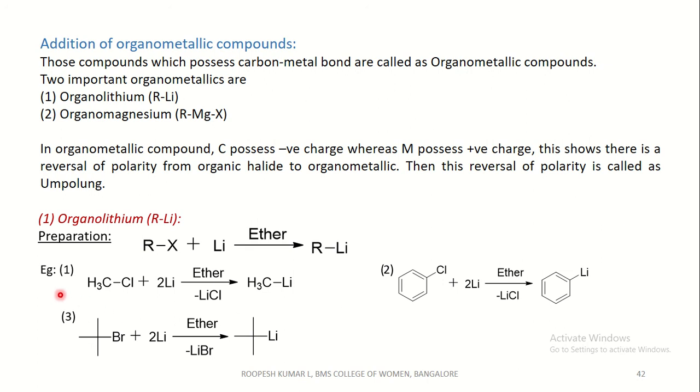Coming to the example, preparation of methyl lithium: methyl chloride reacts with two equivalents of lithium in ether to give methyl lithium. Coming to the second example, even aryl lithiums can be synthesized. Chlorobenzene reacts with lithium in ether at low temperature to give phenyl lithium. Even tertiary butyl bromide can be converted to tertiary butyl lithium.